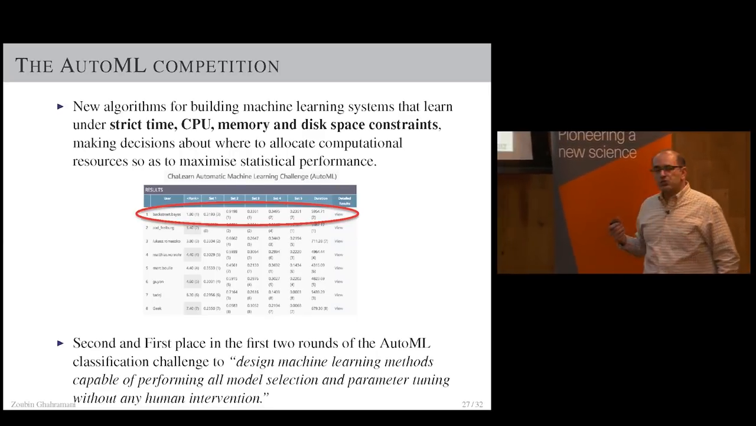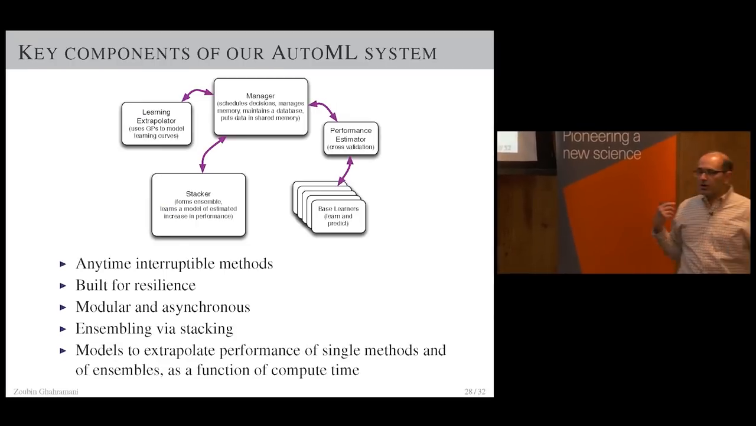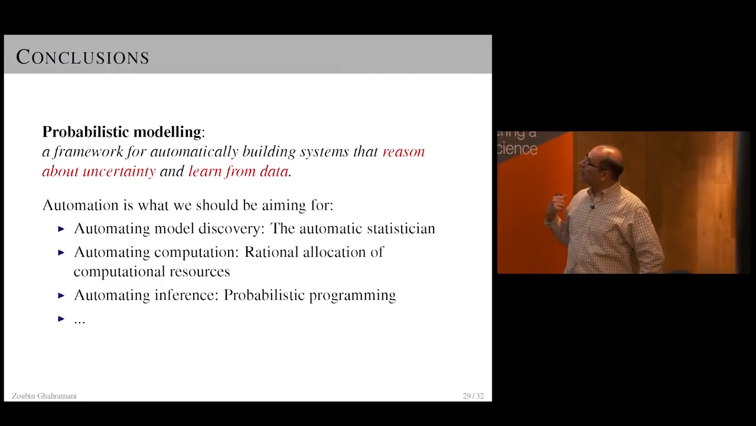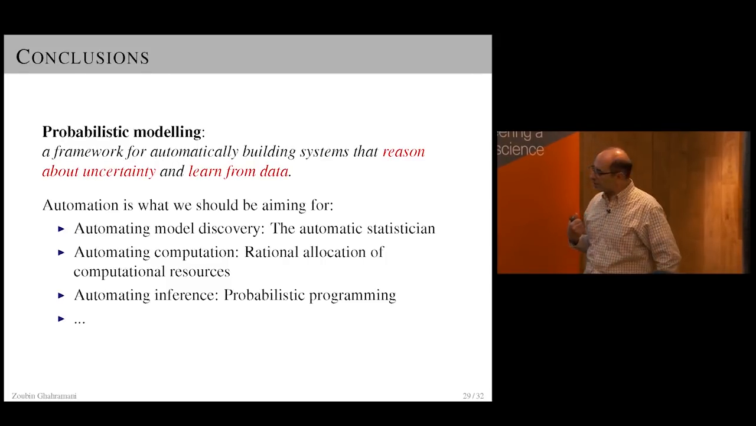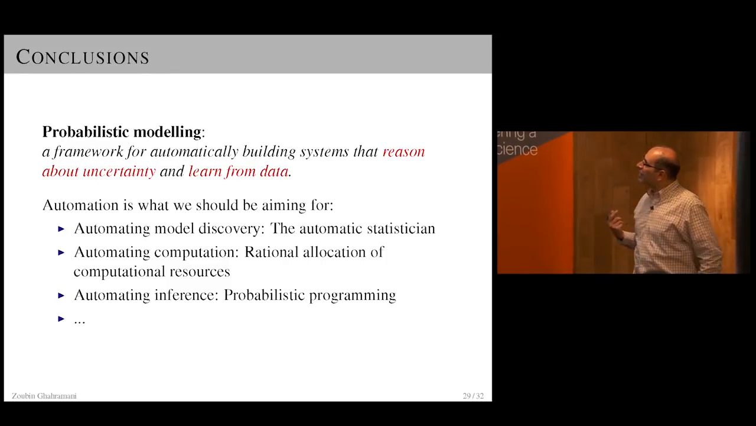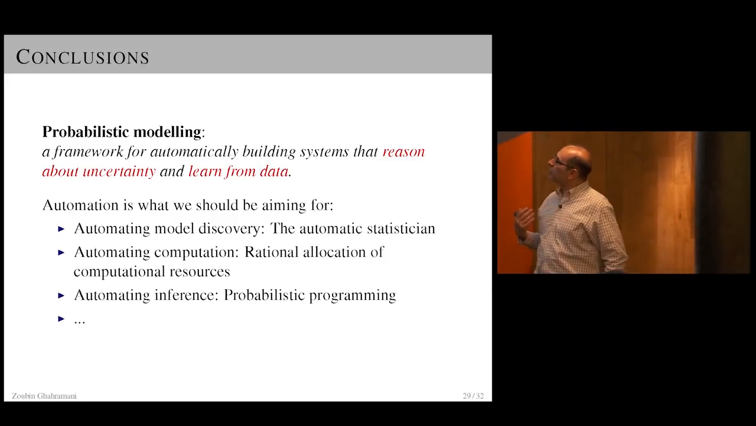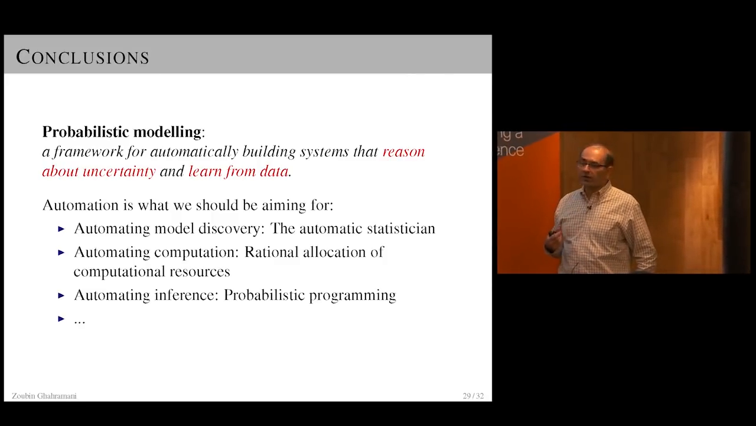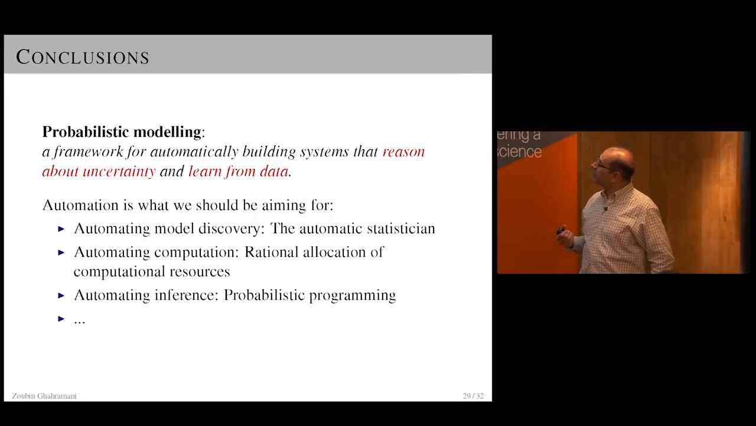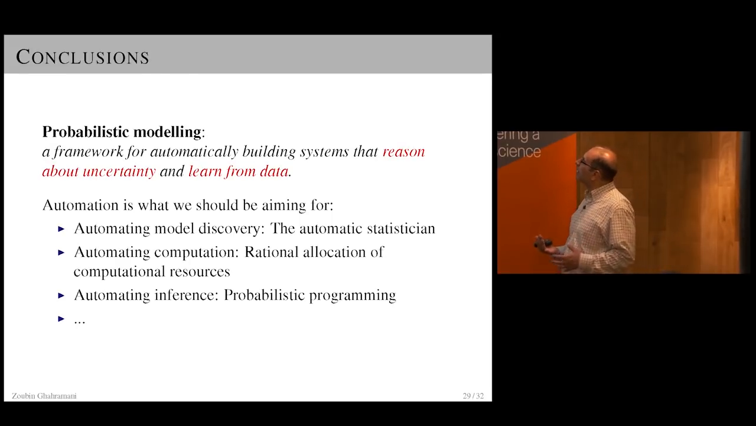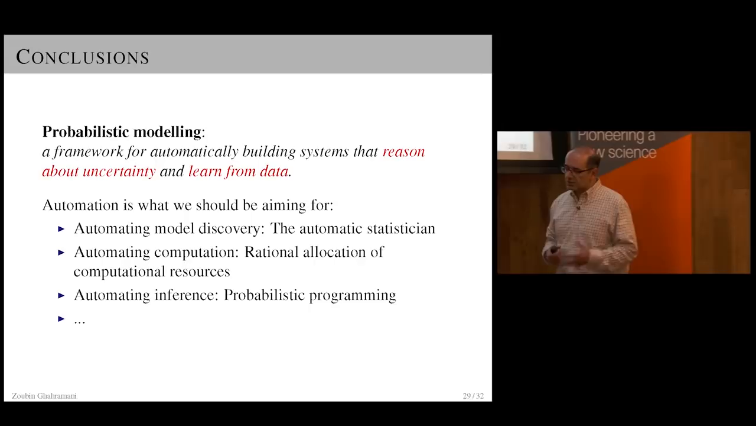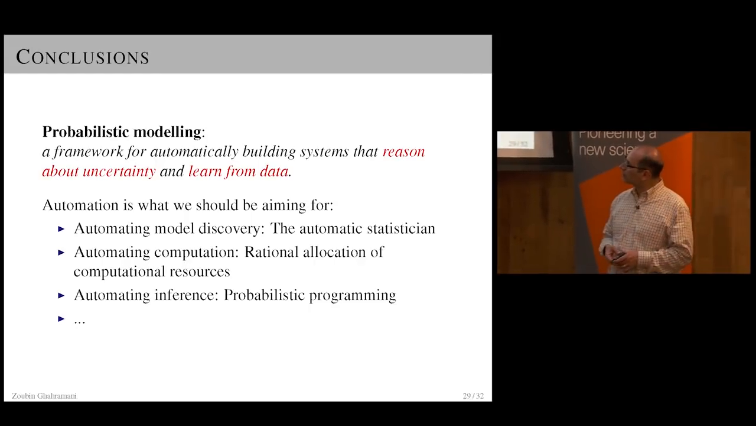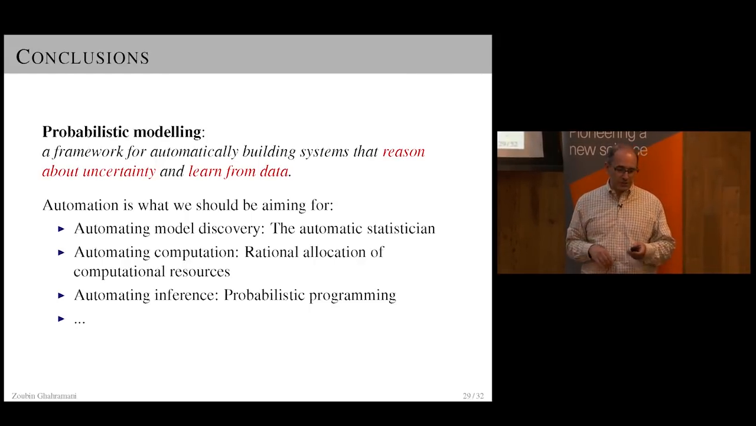So I think I'm going to just wrap up. To conclude, the framework that I built all of this on is a probabilistic modeling framework. It's a nice framework for automatically building systems that reason about uncertainty and learn from data. And I feel like we should be doing more and more automation just because it forces us to be more systematic. It forces us to be more rational and often cleans up our thinking. That's the thing I've been mostly focusing on.